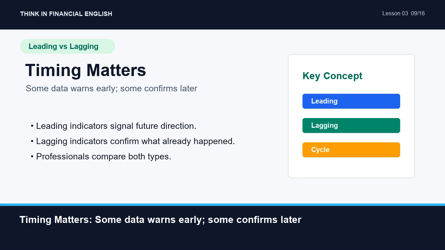PMI and export orders are often treated as leading indicators. A lagging indicator confirms what has already happened. Unemployment is often lagging. Professionals compare both because timing matters. Leading indicators point forward. Lagging indicators confirm what has already happened. Both are useful, but they answer different questions.